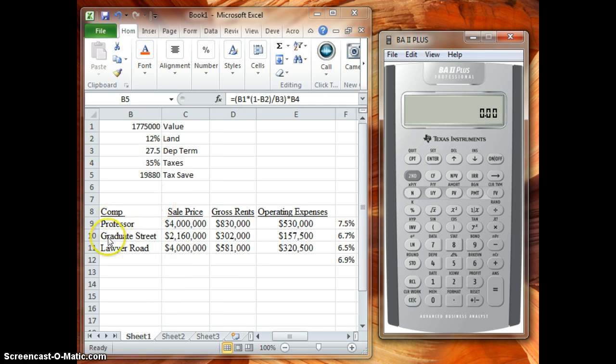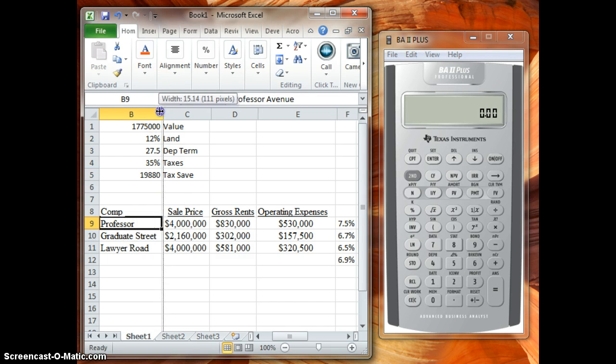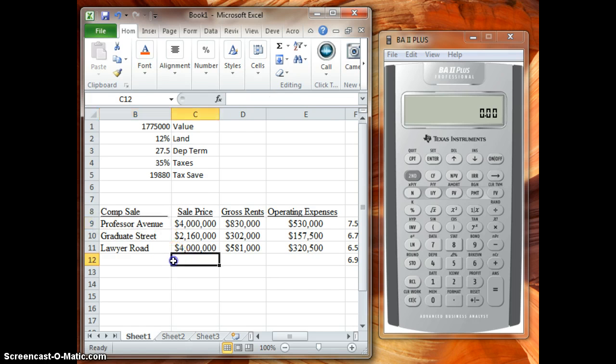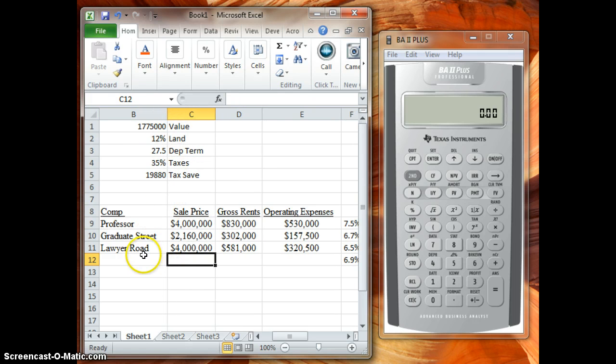The next one is we're going to estimate the cap rate for our new building based on these three comps that we have here: Professor Avenue, Graduate Street, and Lawyer Road. Let me make that column a little wider so we can see that. Professor Avenue sold for $4 million, Graduate Street for $2,160,000, and $4 million on this other property.